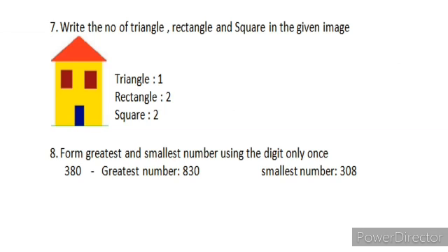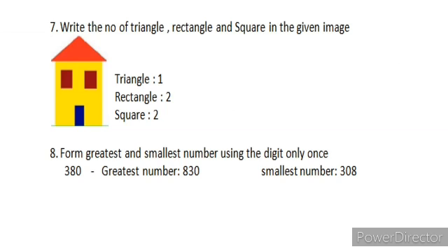Question number 7. Write the number of triangle, rectangle and square in given image. So you can see the image and say how many triangles are there, how many rectangles and how many squares. Yes, the top of that house, only one triangle. Then rectangle we have 2, that is base, then door. Square also 2, windows.